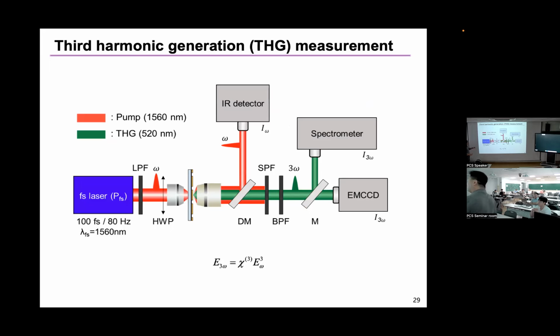Okay, we use the femtosecond laser. The pump wavelength is 1560 nanometers, and we first measure the third harmonic generation, and the other thing is the nonlinear absorption coefficient. So first we measure the third harmonic generation by using this pump laser.